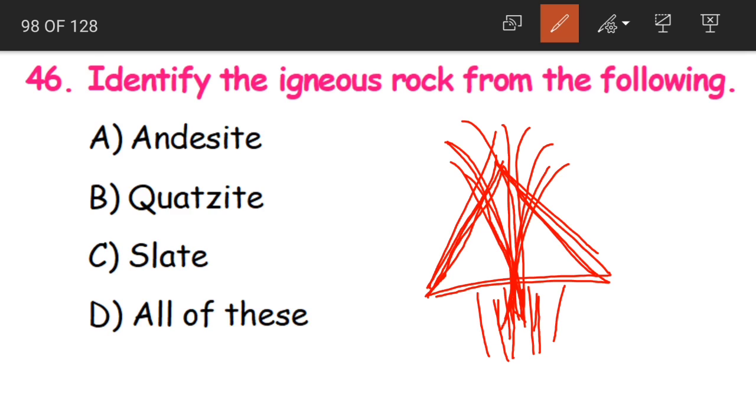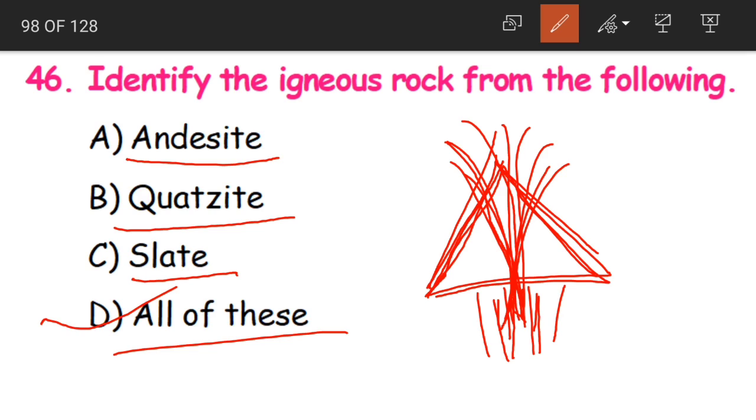Okay, and these igneous rocks have got different names. So here we have to identify the igneous rock from the following, that is andesite, quartzite, slate and all of these. And here the answer is D, children. Andesite, quartzite, slate, all are igneous rocks only. Okay, so these rocks are formed from cooling and solidification of magma or lava. Okay, from the volcanoes. So you have these volcanoes, no? So these volcanoes are nothing but the rocks which are formed from the lava which has come from the inside layers of the earth. Okay, clear, children? So these are called igneous rocks.